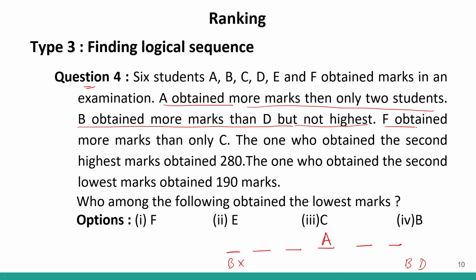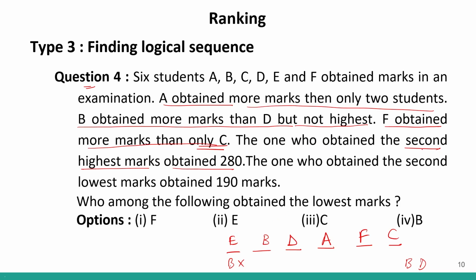Okay. F has obtained more marks than only C. So F will come here, C will come here. The one who obtained the second highest marks obtained 280. So B, D is remaining. B cannot come here. That means B and D will come here. And the only person remaining is E. So E will come over here.